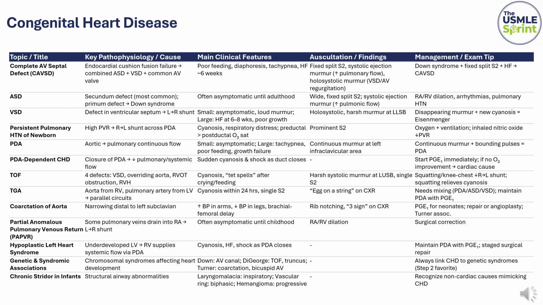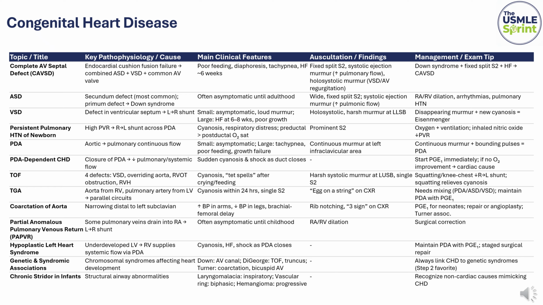Now let's go over the major congenital heart diseases, starting with the left to right shunts. These are acyanotic defects that can cause heart failure later. The big three are atrial septal defect, ventricular septal defect, and complete atrioventricular septal defect. Complete atrioventricular septal defect, or CAVSD, is classic in babies with Down syndrome.